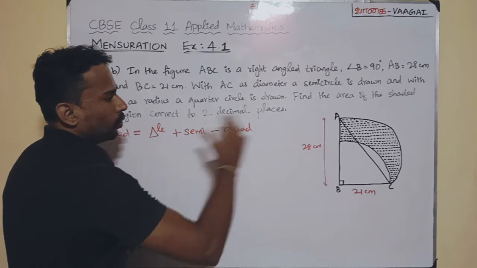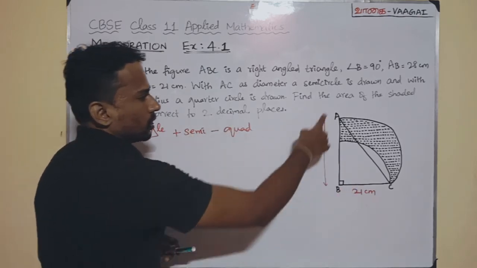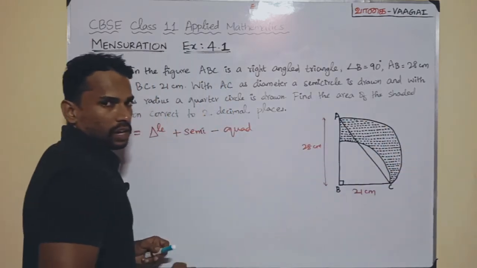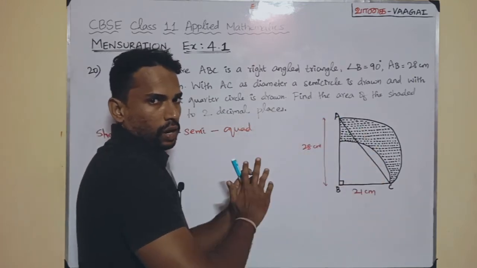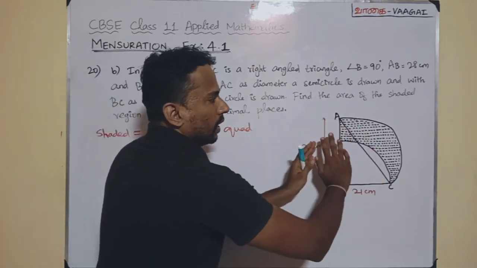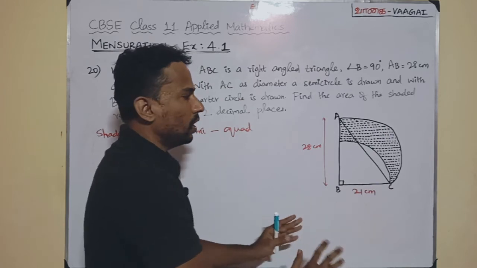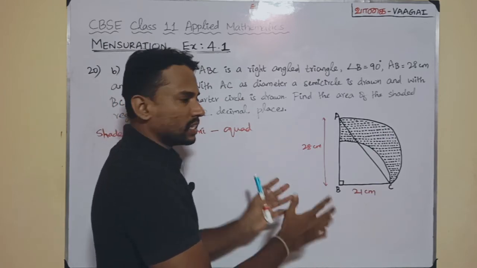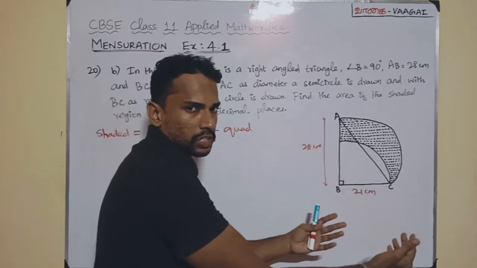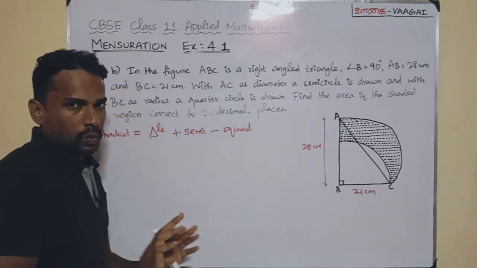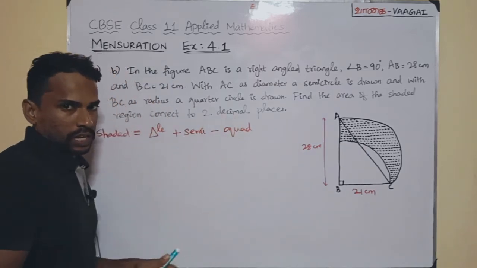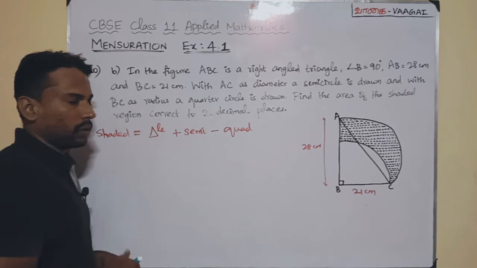I think now you are able to relate this. Triangle area plus semicircle area, if I do it, I'll get the total area, the entire region will be shaded if I do that. But from that, what is unshaded here? The quadrant portion alone is unshaded. That's why I'm subtracting the quadrant's area, the quarter circle's area, from this sum. That's it.